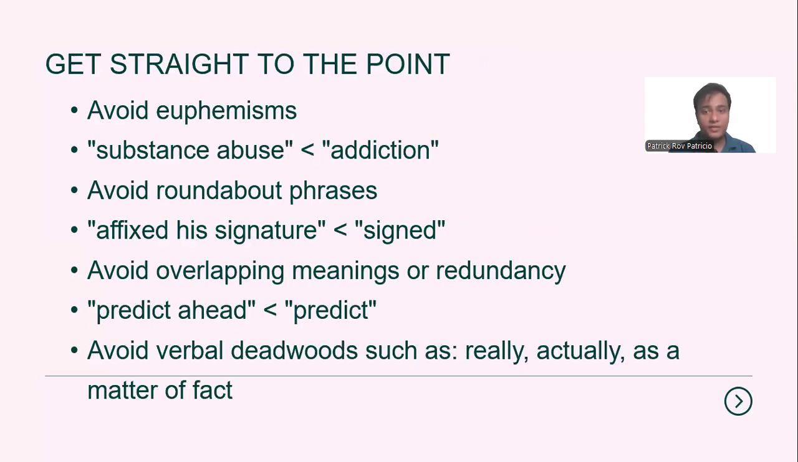Next, we have get straight to the point. Here we learned that we must avoid euphemisms. Instead of saying substance abuse, we can say it plainly as addiction. Or, by avoiding roundabout phrases, instead of saying affixed his signature, we can simply say signed. Avoid overlapping meanings or redundancy. The example is, instead of saying predict ahead, we can just say predict, because predict ahead is quite redundant. Next, avoid verbal deadwoods such as really, actually, as a matter of fact, etc.